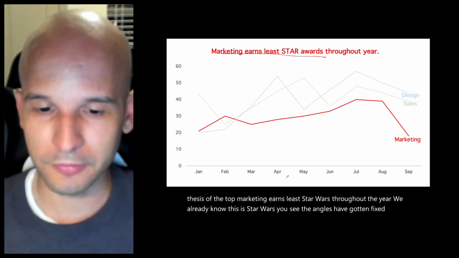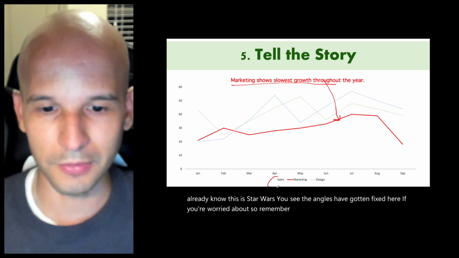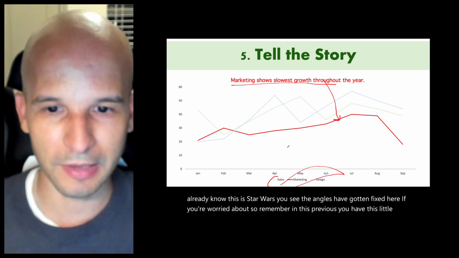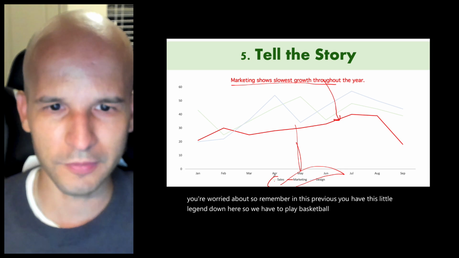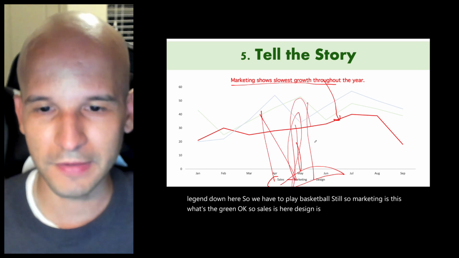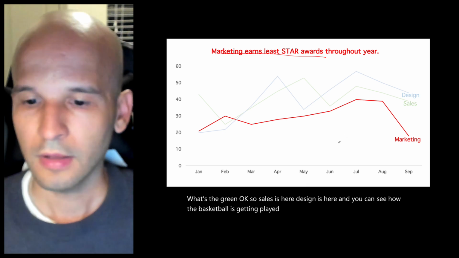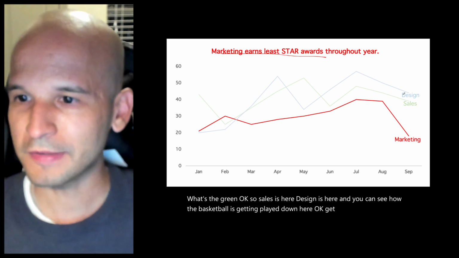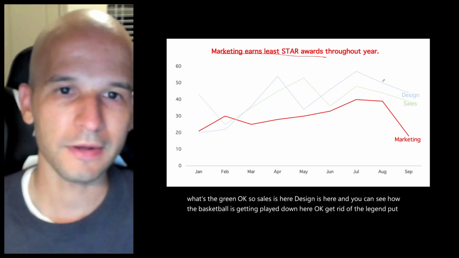If you're worried about, so remember in this previous one, you have this little legend down here. So we have to play basketball still. So marketing is this. Well, what's the green? Okay, so sales is here, design is here. And you can see how the basketball is getting played down here. Okay, get rid of the legend. Put design here, put sales here, put marketing here.